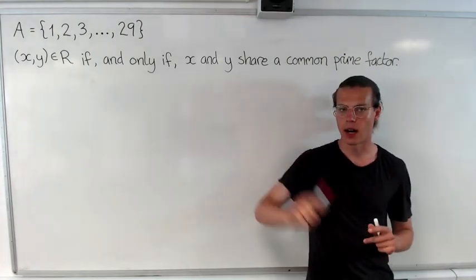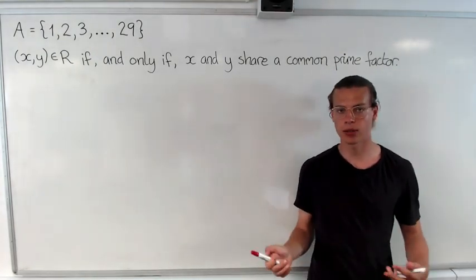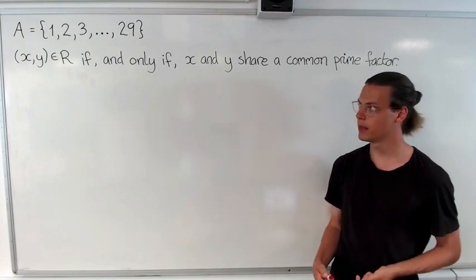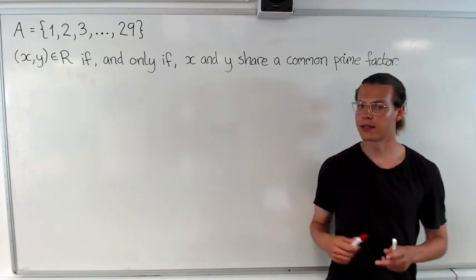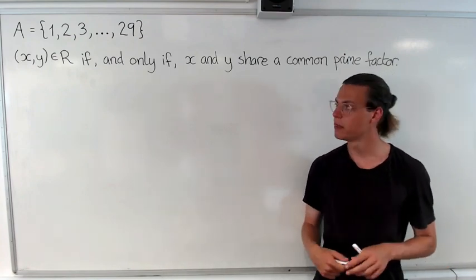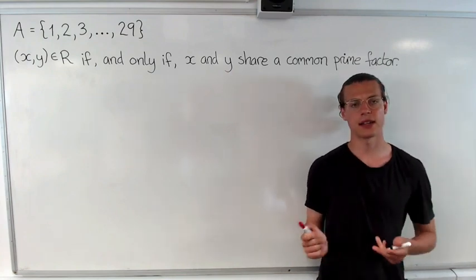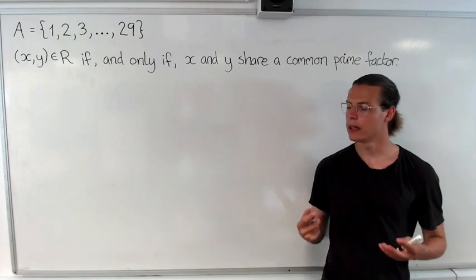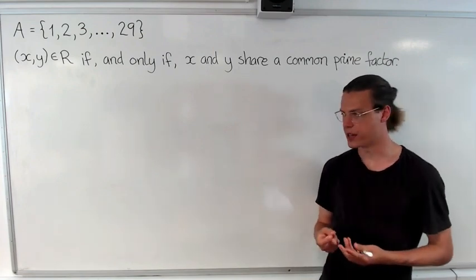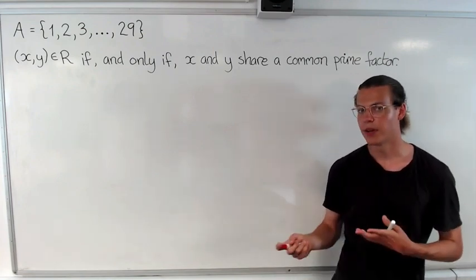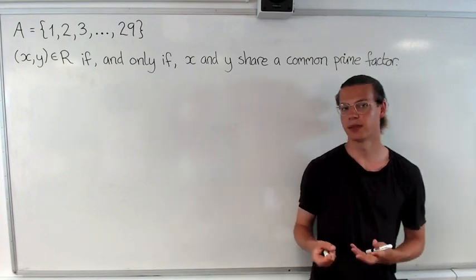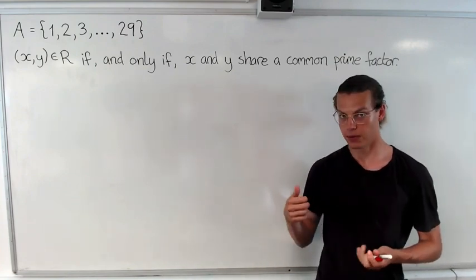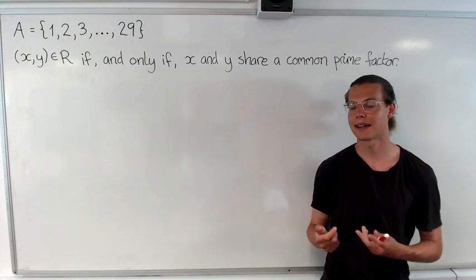Consider this relation R defined on the set of positive integers less than 30, where x is related to y by R if and only if x and y share a common prime factor. Is R an equivalence relation? Remember, a relation is an equivalence relation if it is reflexive, symmetric, and transitive.